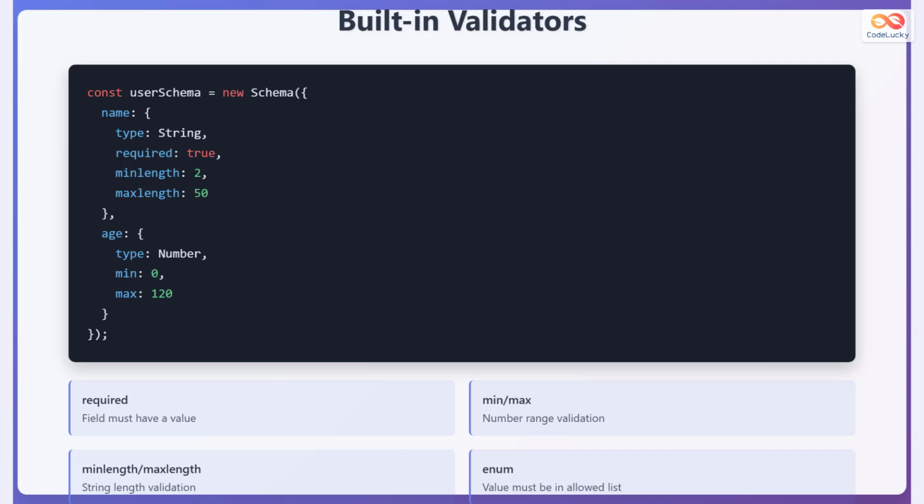Mongoose comes with several built-in validators that you can use in your schemas. Here's an example of a user schema with some built-in validators. Notice the required validator. This ensures that a field must have a value. Then there's min and max. These are for number range validation. Similarly, minlength and maxlength can be used for string length validation. And finally, enum ensures that the value must be in an allowed list.